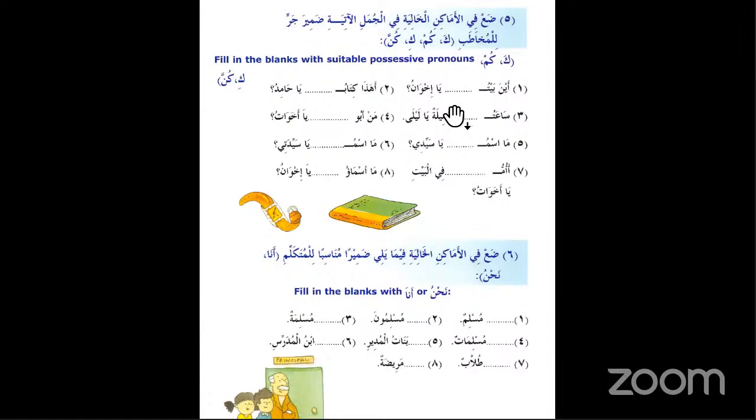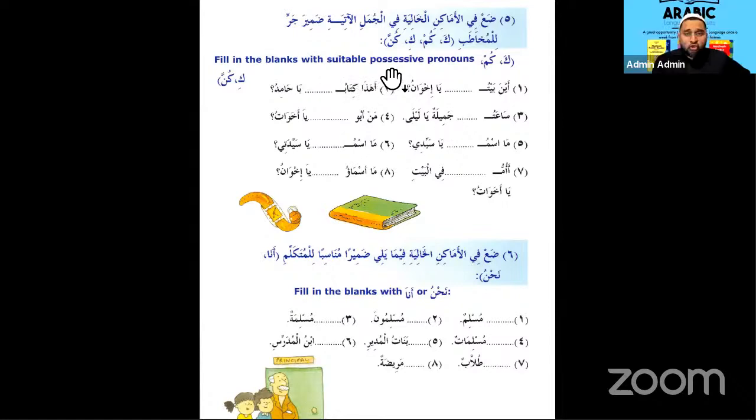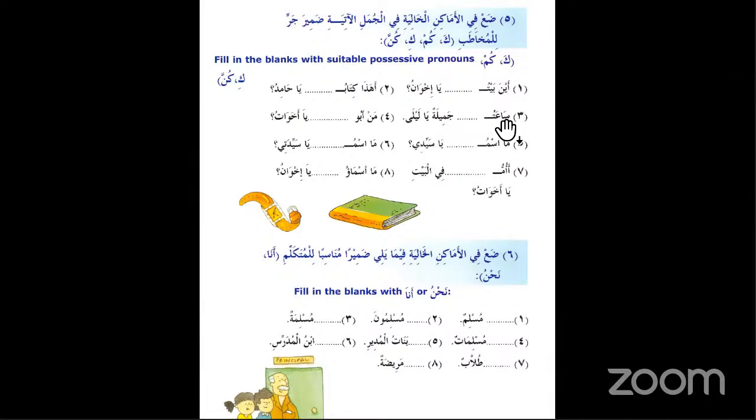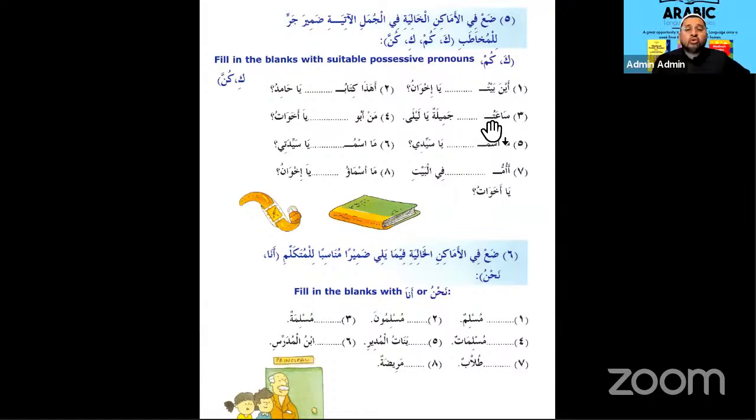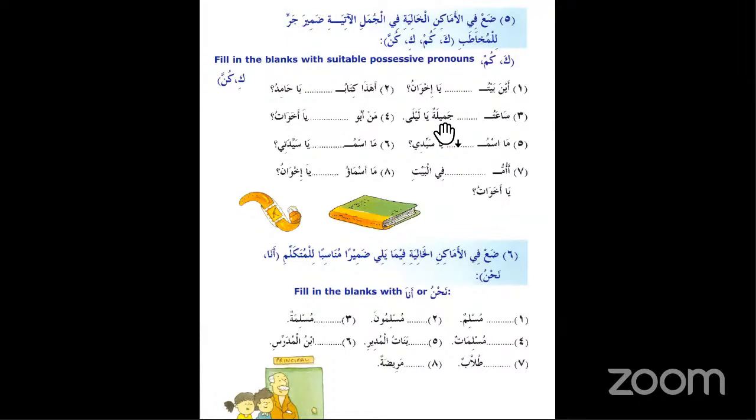So fill in the blanks with a suitable possessive pronoun. Should it be ka, kum, ki, or kunna? Ki. Sa'atu ki. Yes, ki. Sa'atu ki jamilatun, ya Layla.